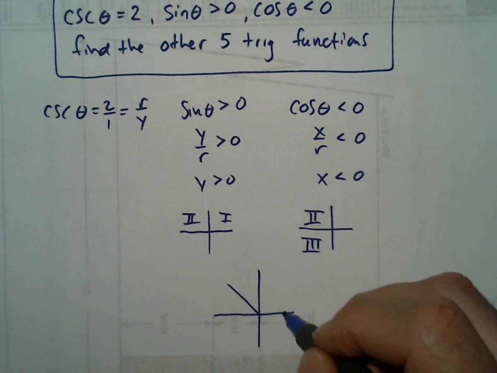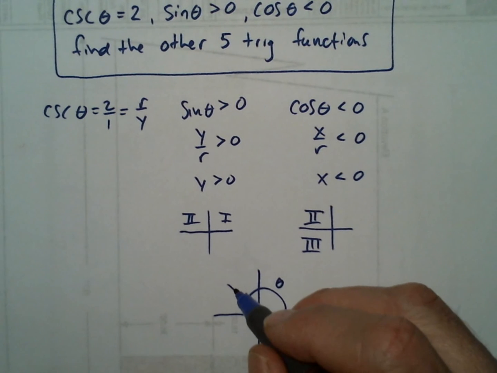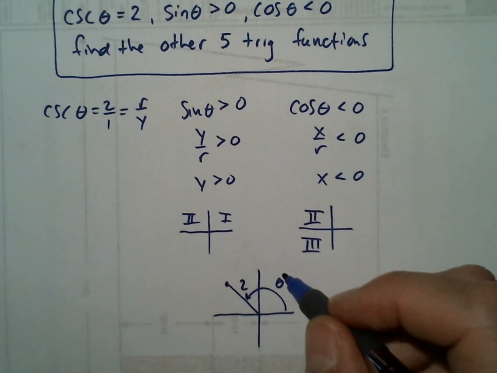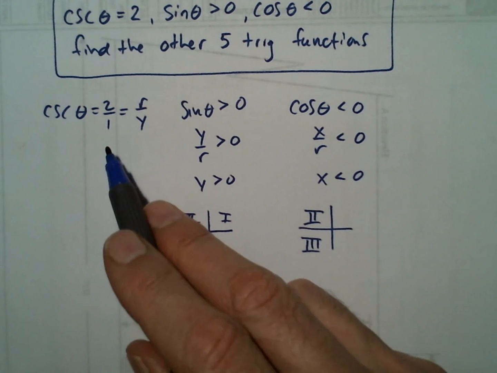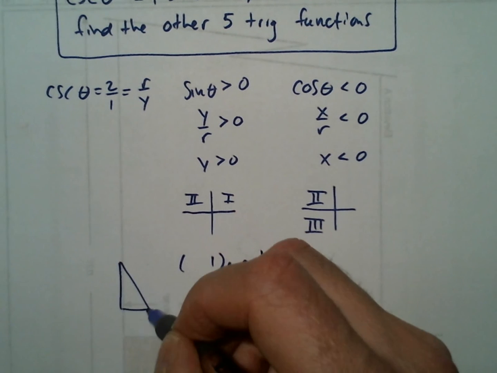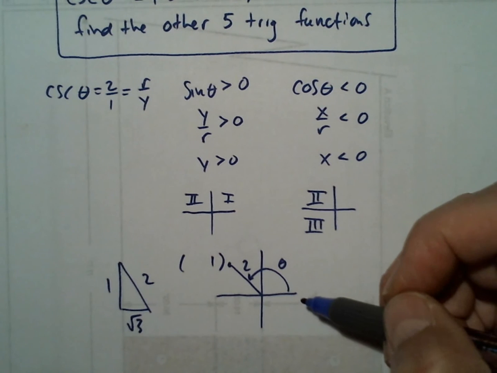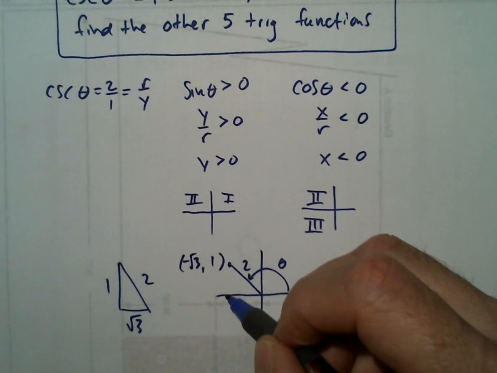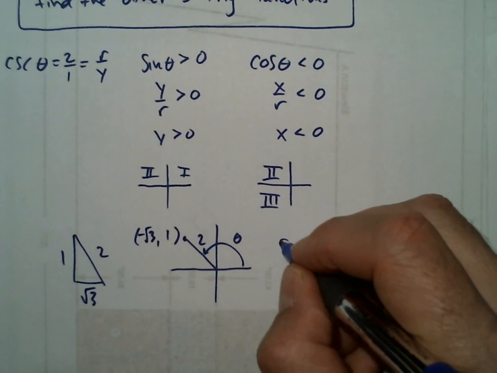We know that theta has its terminal side in quadrant 2, and we also know that the radius is 2, and the y value is 1. So if it's a special triangle, we could recognize that: 2, 1, radical 3. Or we can just do the Pythagorean theorem and we'll know that's a radical 3. Negative radical 3 because we have to go left to get there. And then they asked for the other functions.